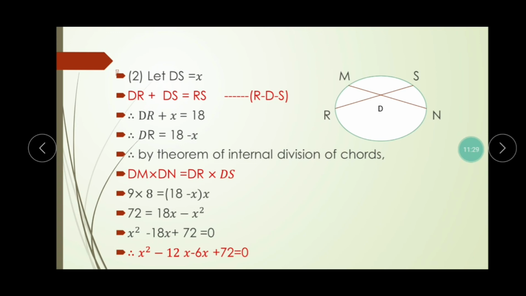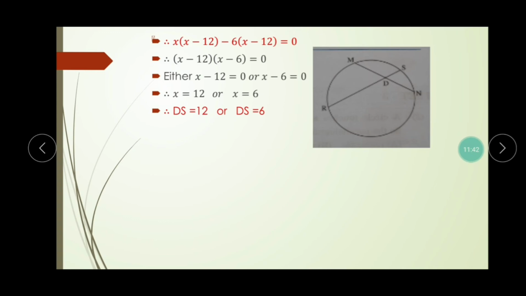12 into 6 is 72. Middle term is negative, so both the terms will be negative. So it is minus 12 and minus 6. I hope I am clear. So it is X square minus 12X minus 6X plus 72 equal to 0. Then we find the common of the first two terms and the common of the next two terms. In the first two terms the common is X, so I take X out and get X minus 12 in the bracket. In the next two terms, if minus 6 is common, I get X minus 12 in the bracket, equal to 0. Now the equation is (X minus 12)(X minus 6) equal to 0.